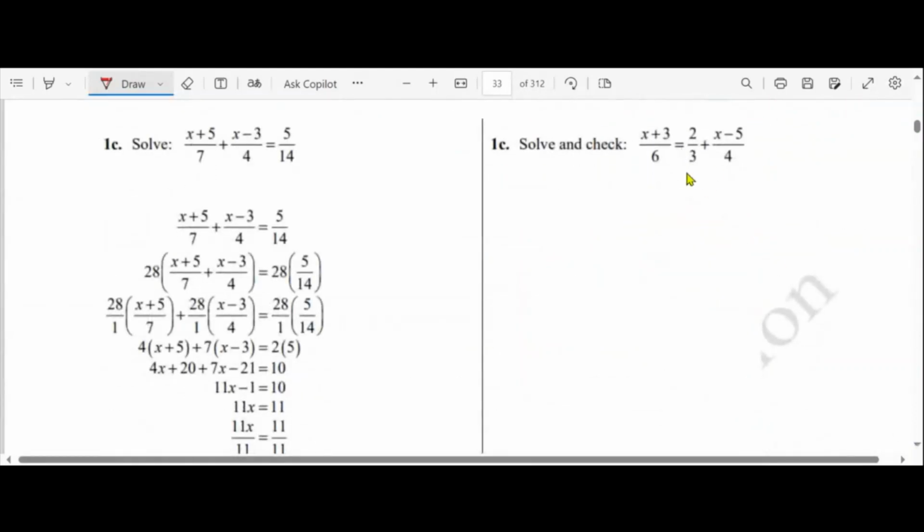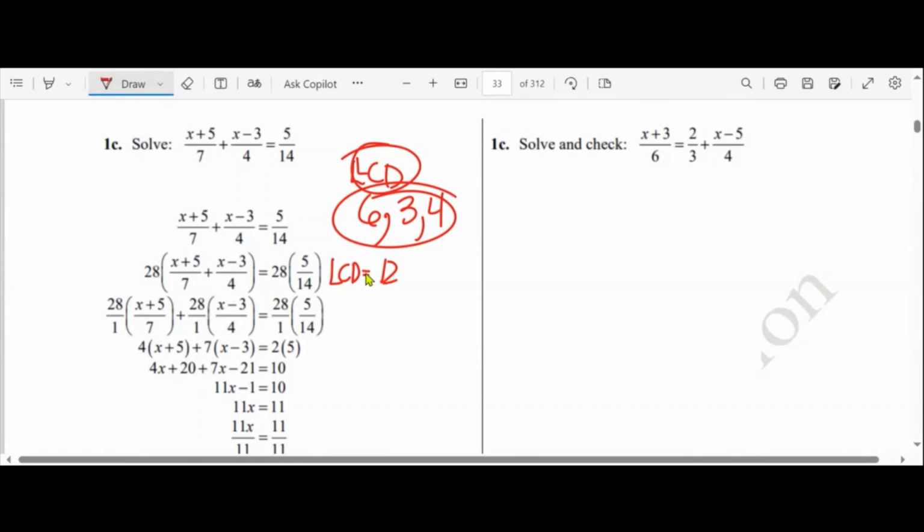Next one. Do you like fractions? No. You don't like fractions. Okay, so we need to find the LCD for 6, 3, and 4. Some students, they say, okay, let's multiply the whole thing. But, you know, there is another way to do it. Let's try. Is 6 common on all of them? No. 12. How about 12? Yeah. 12 is the best thing. So LCD is 12. Okay?